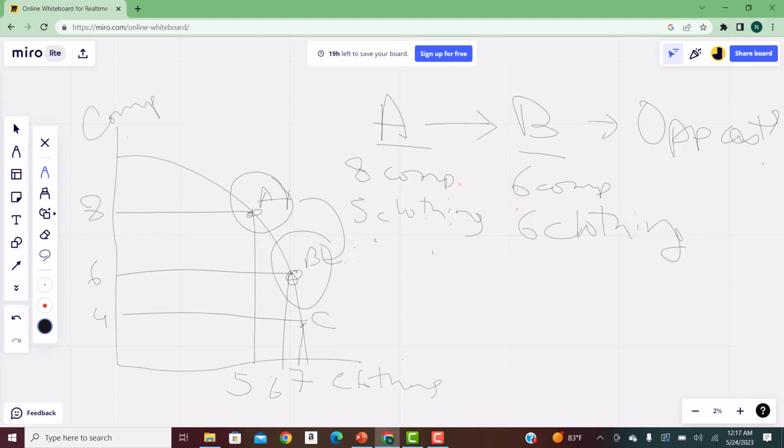Right? So when we move from point A to point B, we have an increase in clothing, but what are we giving up? If you look at it, because we are producing one more cloth, we are decreasing our computers from 8 to 6. So what is the opportunity cost? The opportunity cost here in this case will be 8 minus 6, which is 2 computers. Right? So in order to move from point A to point B, the opportunity cost is 2 computers.